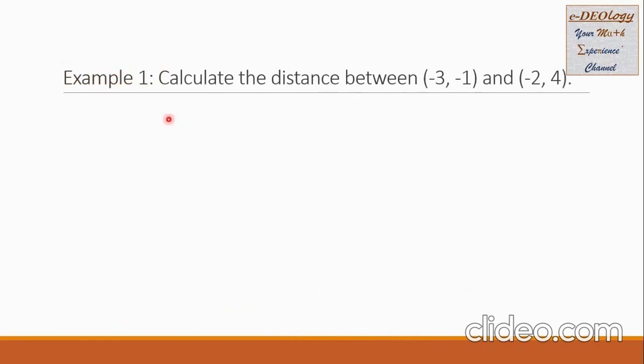Let us have example 1. Calculate the distance between the points (-3, -1) and (-2, 4). Let us assign the first point to be the P sub 1 with the ordered pair x sub 1, y sub 1, and the second point to be P sub 2 with the ordered pair x sub 2, y sub 2. Then our distance formula is written here. Let us start substituting the values for our distance formula.